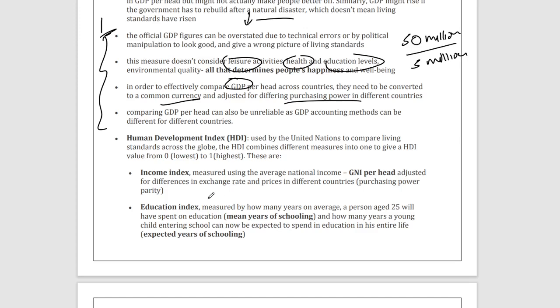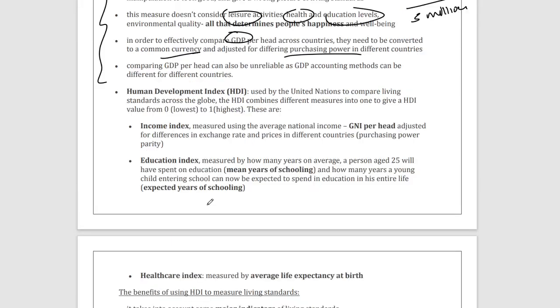Okay, the reason why there's output is because there's demand in the economy, right? So that's the reason why we use output as a way to measure income. And then further to analyze living standards, we move on to a term called HDI.